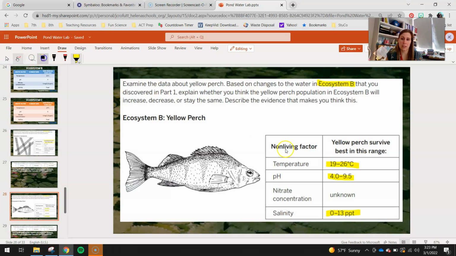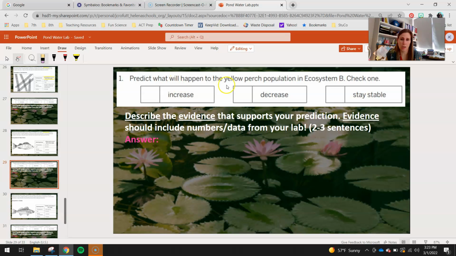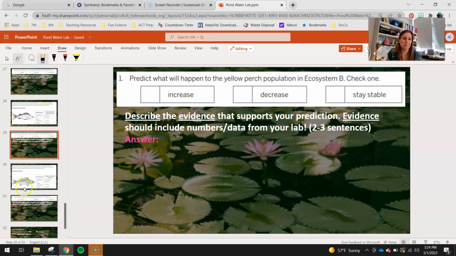Okay, so low salinity on that, so make your predictions about what's going to happen to the yellow perch, increase, decrease, or stay the same, and then again describe the evidence that helps you support your answer here. As per usual, I should see numbers from your lab, numbers from your data tables, and you should use about 2 to 3 sentences to explain that.